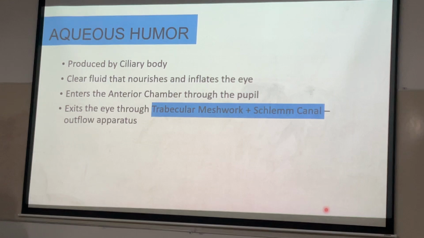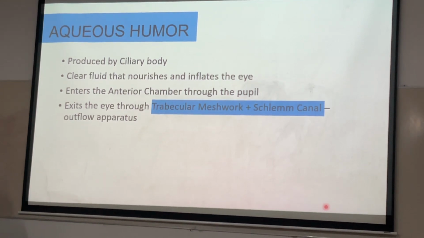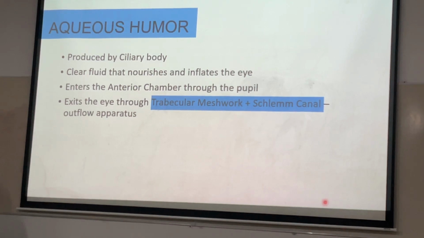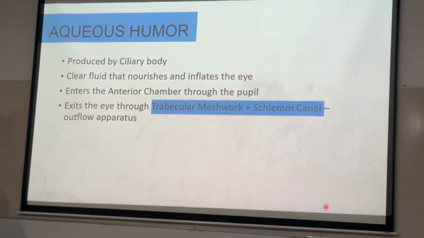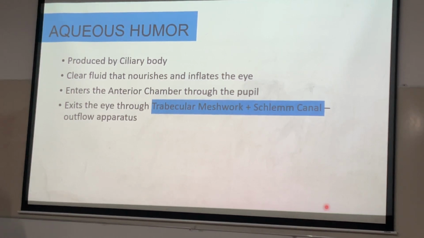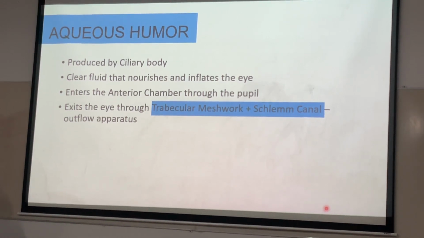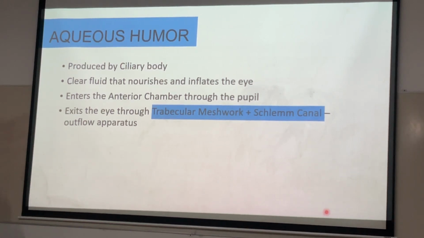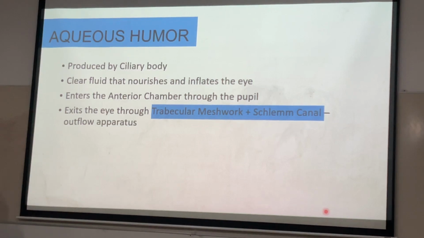Okay, so the ciliary body, basically your ciliary processes, they produce aqueous humor. Aqueous humor is a clear fluid that nourishes and inflates the eye. This enters the anterior chamber through the pupil and exits the eye through your trabecular meshwork and your Schlemm's canal, which are known as the outflow apparatus of the internal eye.